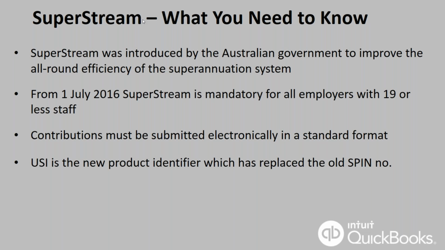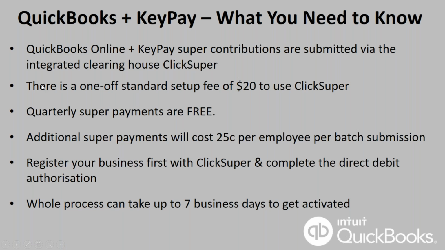Moving along. What you need to know furthermore is that QuickBooks and KeyPay submissions go via the integrated clearinghouse, ClickSuper, which I mentioned before. There is a one-off standard setup fee of $20. If you are doing quarterly super payments, they are free. It is included in your subscription. If you do need to do additional super payments, they will cost you 25 cents per employee per batch.